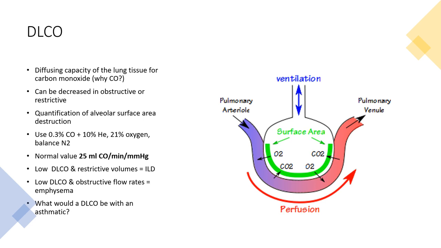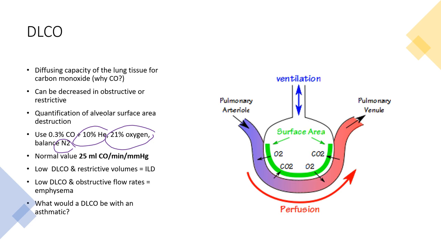So we're going to use 0.3% carbon monoxide, and then we'll have a little bit of helium mixed in there, and of course oxygen, and whatever's left over we'll throw in nitrogen. But it's 0.3% carbon monoxide, not 3%, right? The boards will ask you what percentage to use. Don't use 3%, use 0.3%.